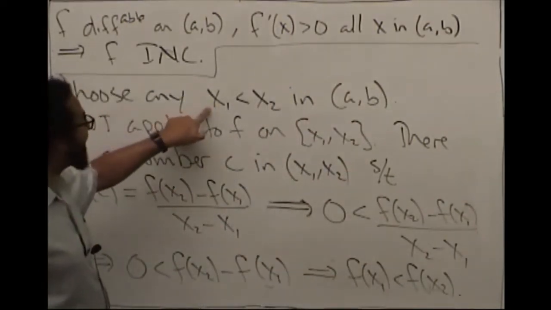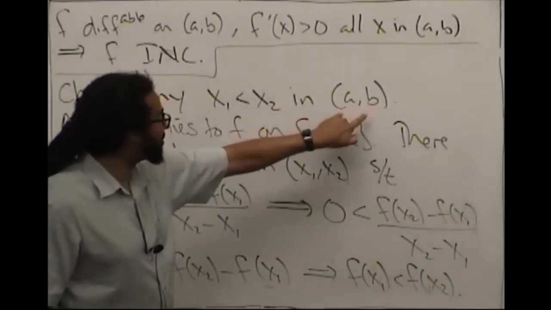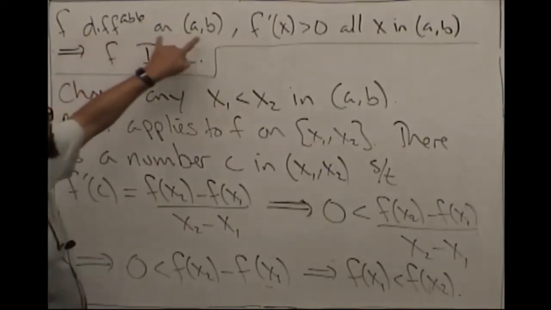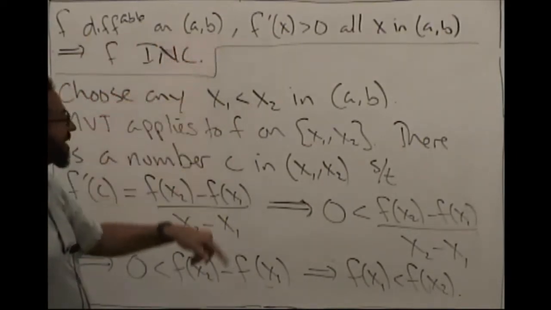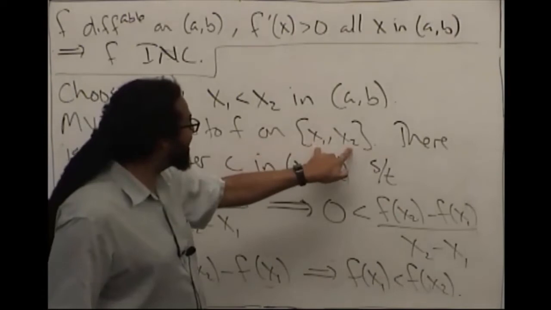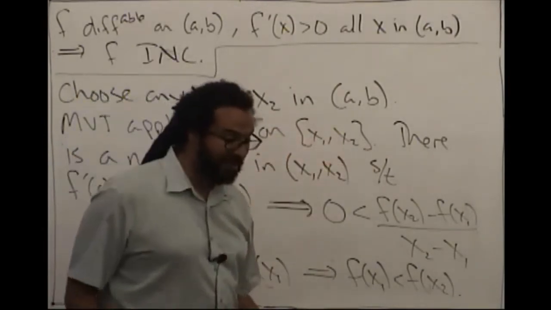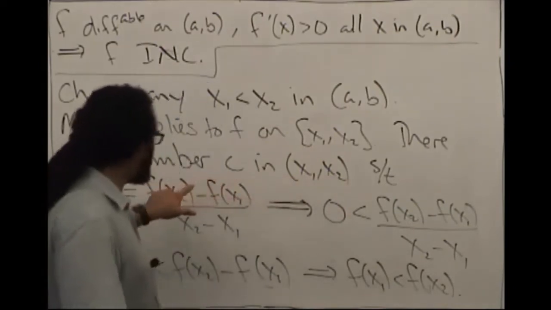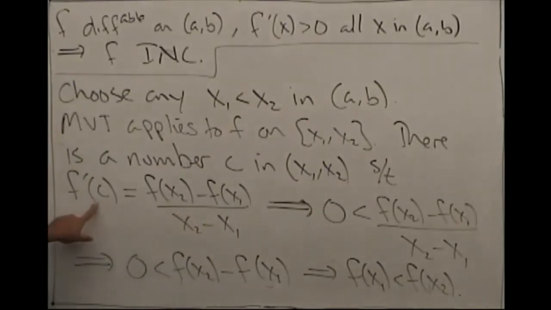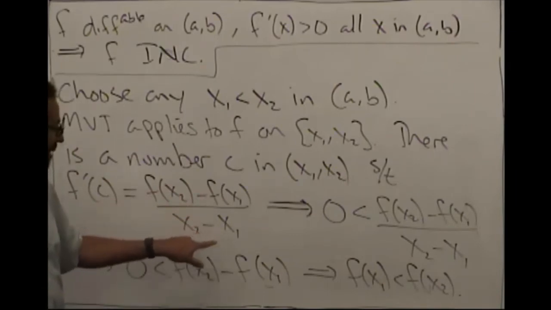So let me choose any x1 and x2 in the open interval from a to b such that x1 is less than x2. Remember, f is differentiable everywhere on this open interval. That means it's continuous, and so we can apply the mean value theorem to f on the interval from x1 to x2. That's basically the trick, right? So we can find a number c in the open interval from x1 to x2 such that f prime of c is equal to the average rate of change of f on this closed interval. So f prime of c is equal to f of x2 minus f of x1 over x2 minus x1.